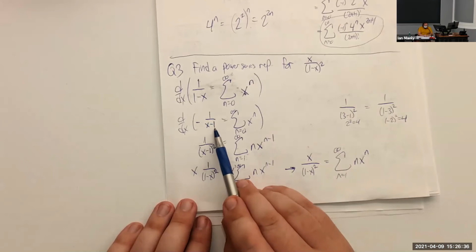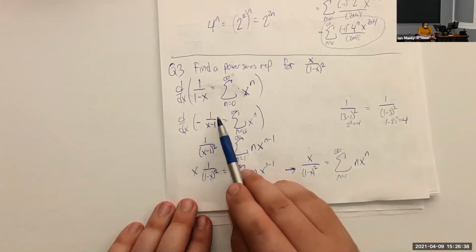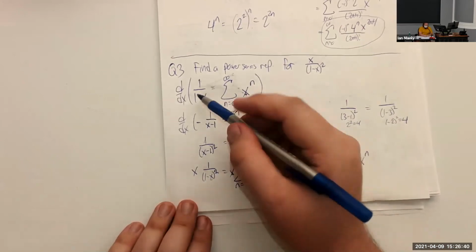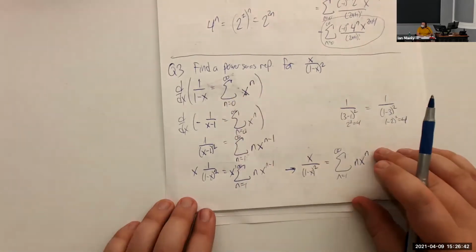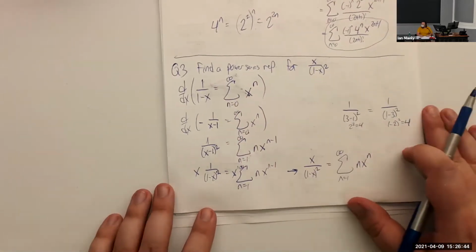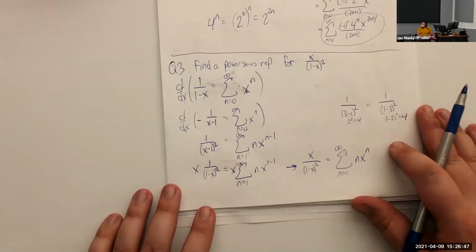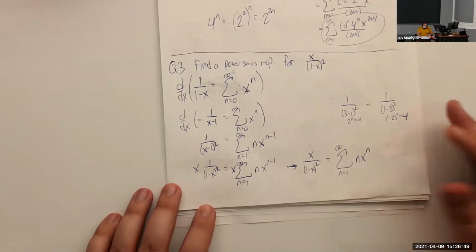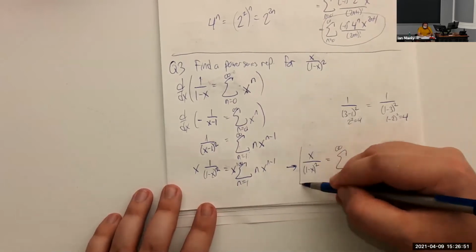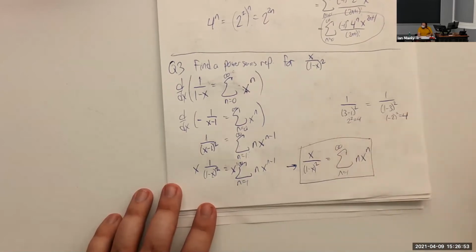So it was easier to do this derivative right here. That's why we did that originally. You could also just do the derivative of this if you want. Yeah, you could do it without taking out the negative. It's totally fine. All right, so there we go. We managed to find our power series for this one right here.